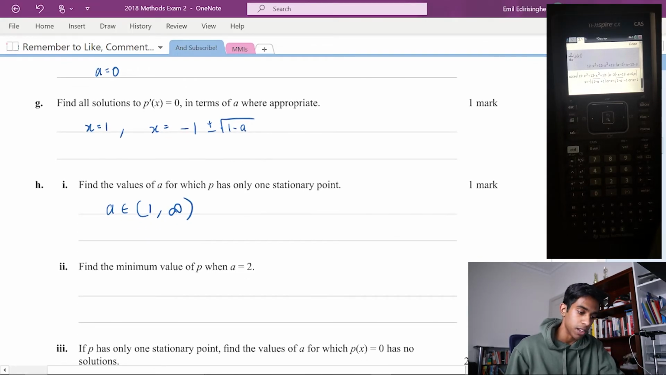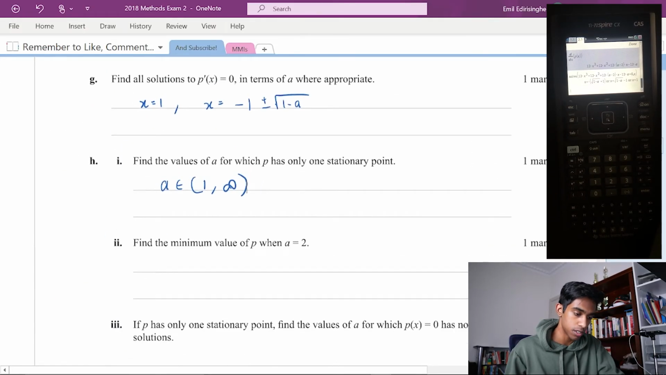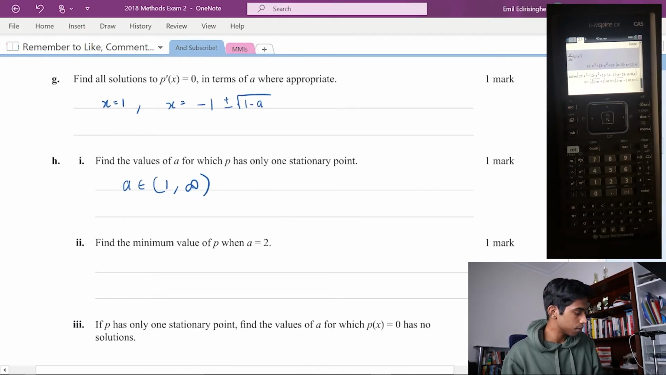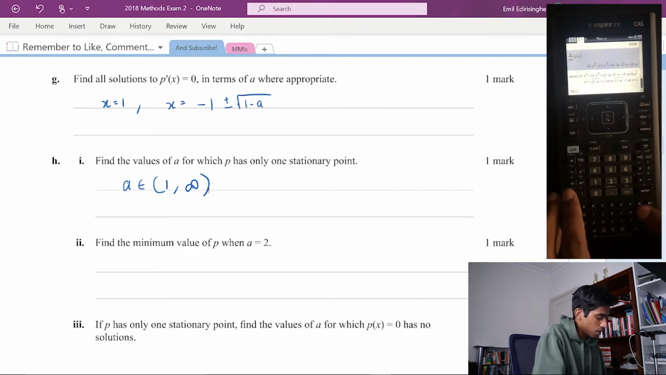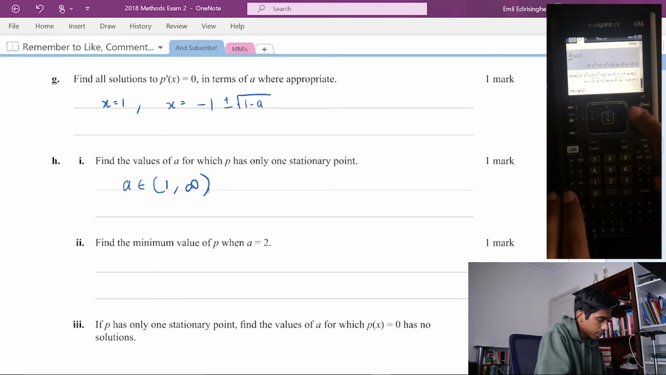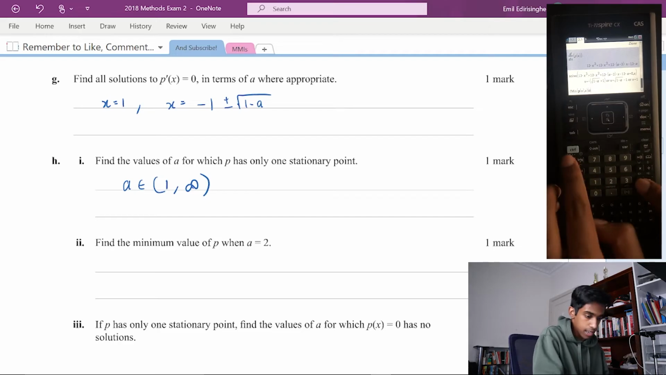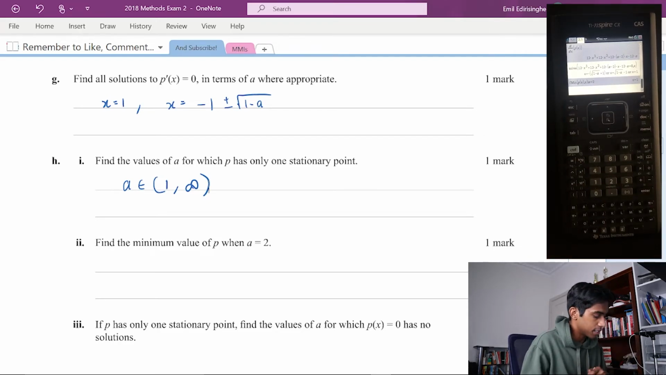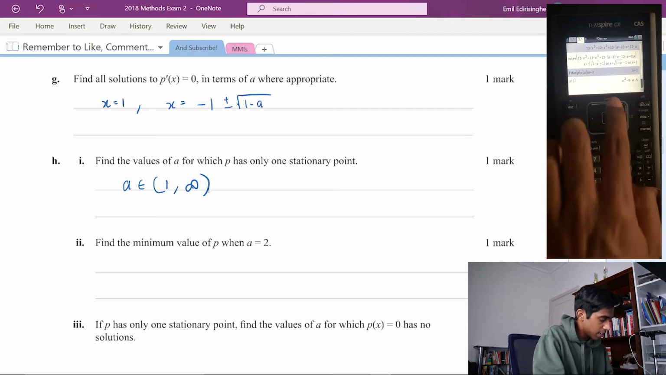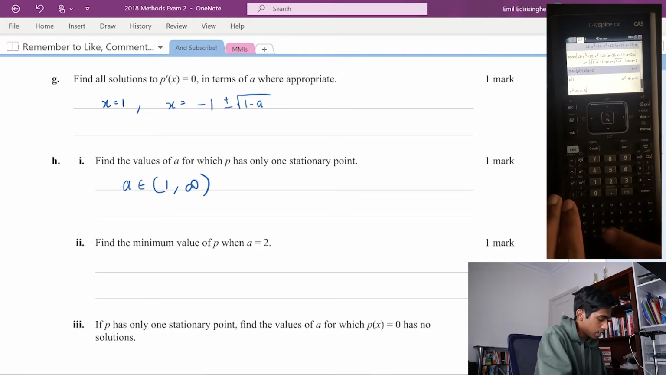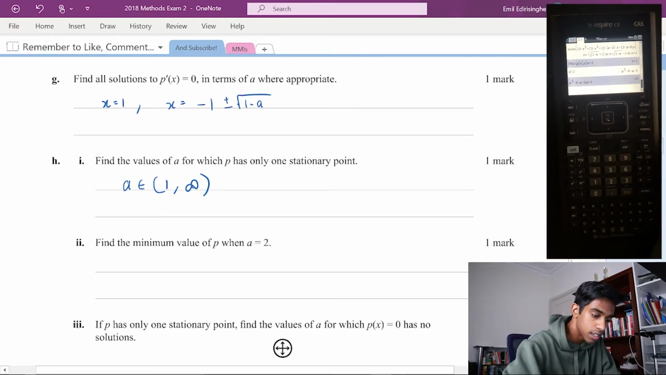Find the minimum value of p when a equals 2. So what I'll do for this question is I will do menu 3 function minimum of p of x, comma x, given that a equals 2. That gives us x equals 1, and I'll do p of 1, and then we'll take this and we'll do a equals 2 again, and that gives us negative 13.